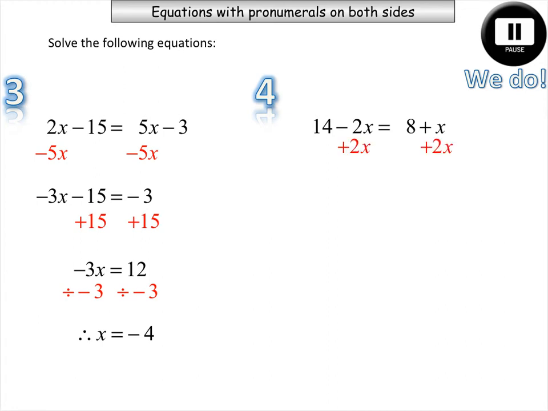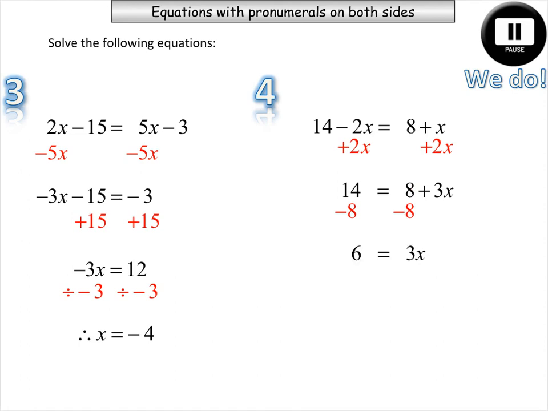All right, same sort of thing. I'm going to do it a little bit different so you can see that there's not just one technique. In this case, I'm not going to take an x away from both sides, but I'm going to add 2x to both sides. That means that this will go because negative 2x plus 2x is 0. So that 14 comes down, equals 8, and then this works out to be 3x. Take 8 away from both sides.